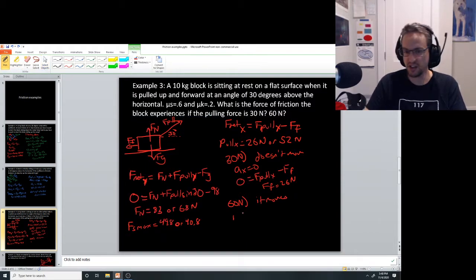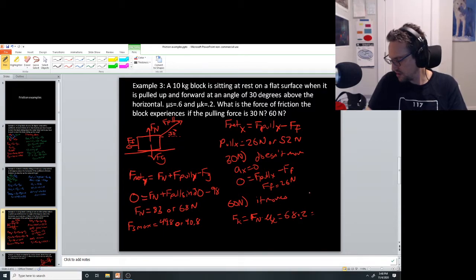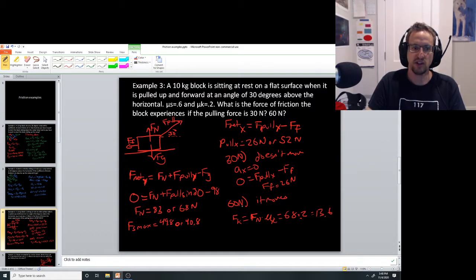Anyways, if it moves, then we know that the force of kinetic friction is equal to normal force times mu K. And that's a known value, right? We've got 68 times 0.2. And it turns out that value is 13.6. So those are the two answers.